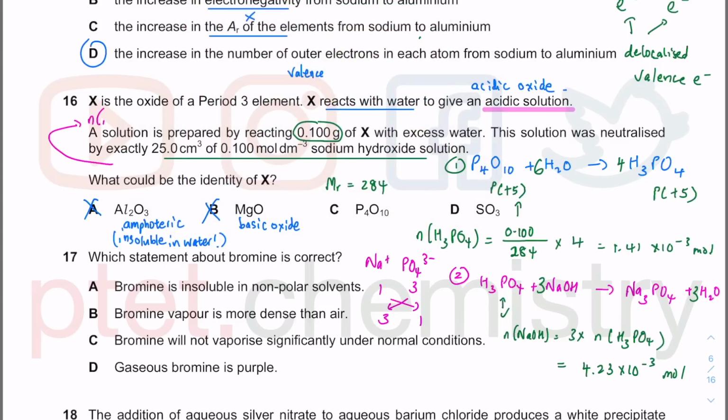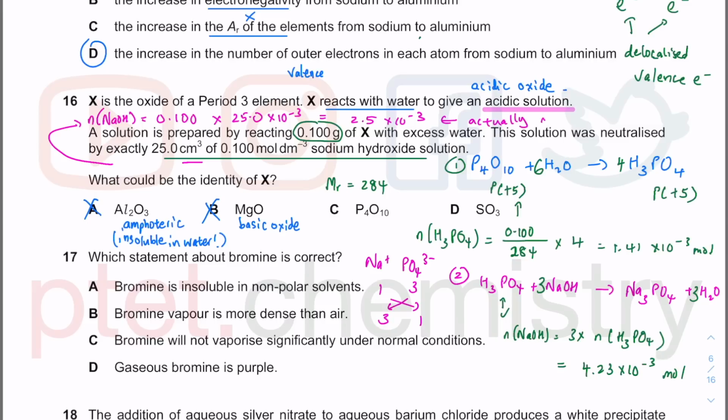So the actual mole of NaOH required will be n equal to C times V. So the C is in mole per dm cube. The V is in cm cube, so convert that to dm cube. So 0.100 times 25.0 times 10 to the minus 3. I get 2.5 times 10 to the minus 3. So this is actually reacted.